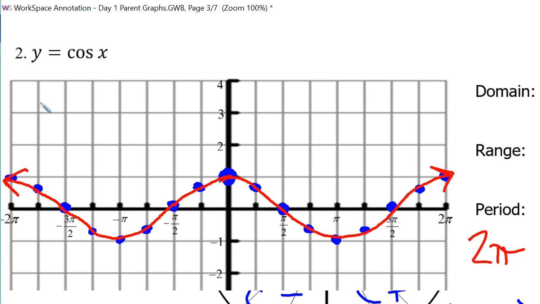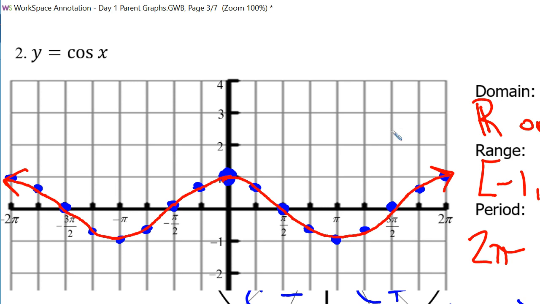So what's the domain? All real numbers. You can use that bolded R, or you could use interval notation, either one. And the range, what's the range? Negative 1 to positive 1, just like the sine function.